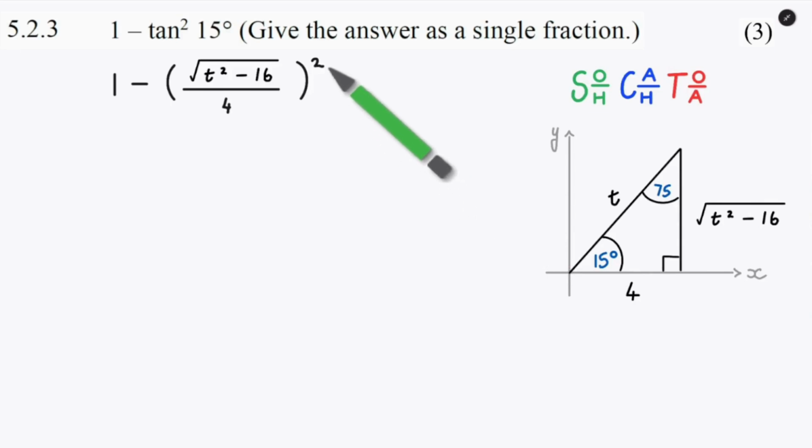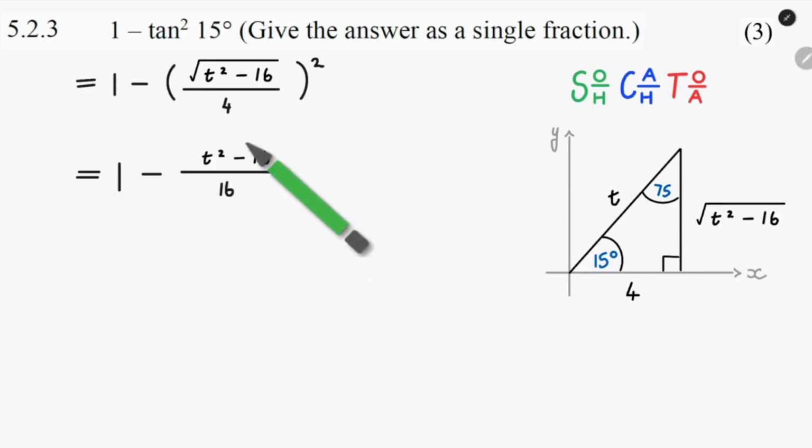Now I give priority to the square, so how I get rid of it is I square the top and I square the bottom. If I square the top, it's going to cancel out with this square root over here, and if I square 4, that will give me 16. Now we need to focus on turning this into a single fraction as they instructed. We're going to do that by getting the LCD. So the LCD will be 16, so I need to change this 1 to 16 over 16.